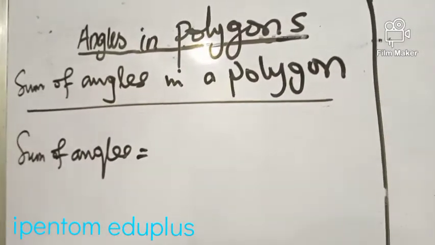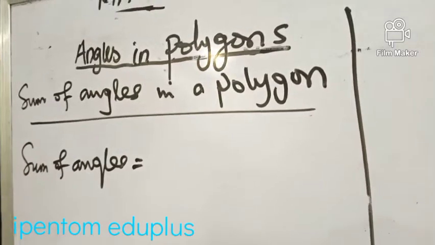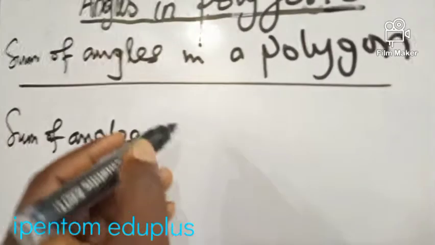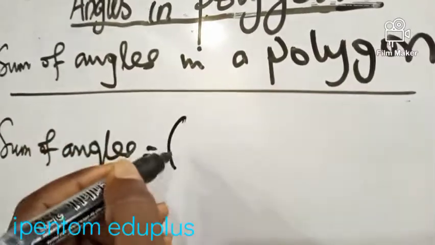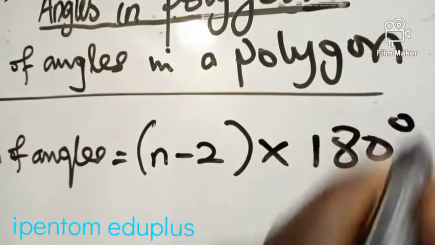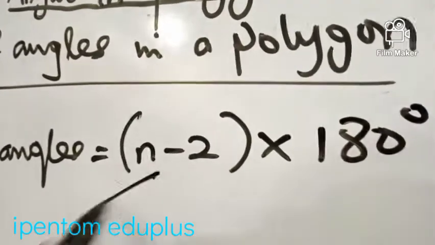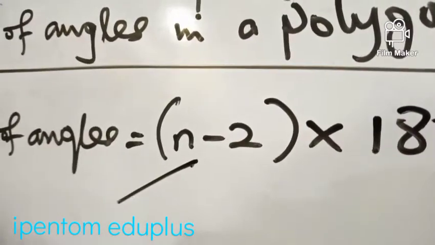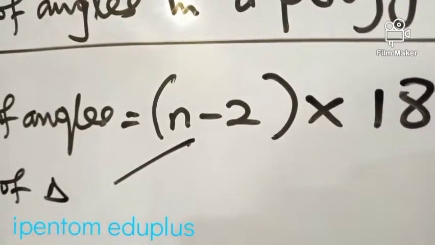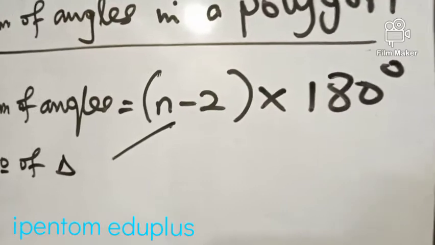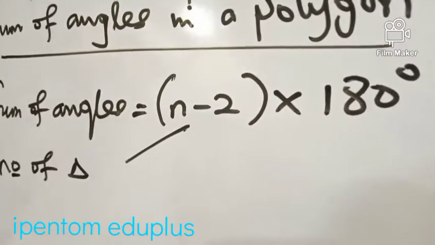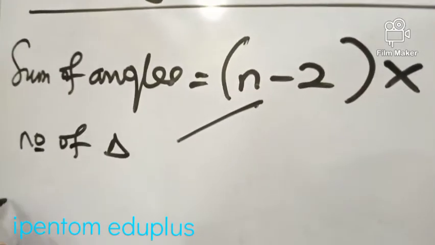We want to look at the sum of angles in a polygon. The formula for the sum of angles in any polygon is (n minus 2) times 180 degrees. Note that this n minus 2 represents the number of triangles in the polygon. The sum of angles in a triangle is 180. They can give you a question like this.